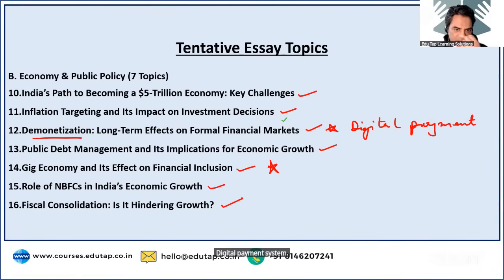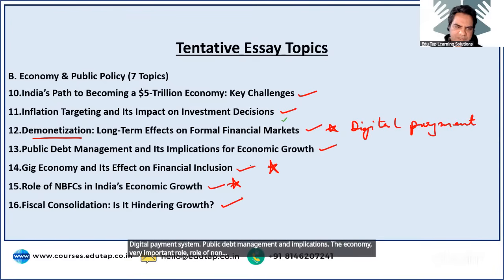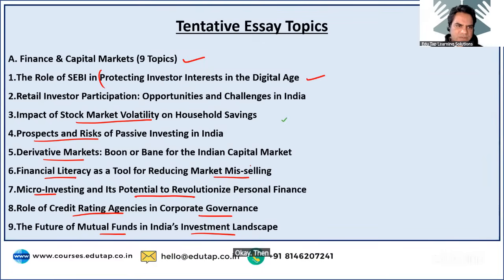Public debt management and implications, ये पुराना हो गया है, but ठीक है. Gig economy, very important. Role of non, ये भी, this is also very important. Fiscal consolidation, maybe not. Okay. Then role of SEBI in protecting retail investor participation, impact of stock market volatility, active and passive investing in India. This, guys, this can be important.